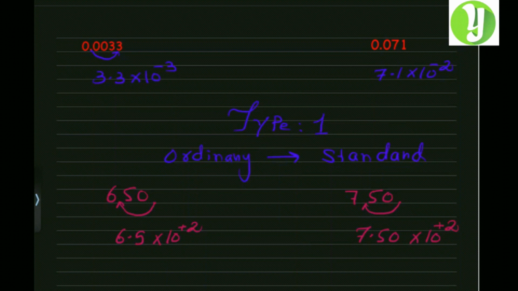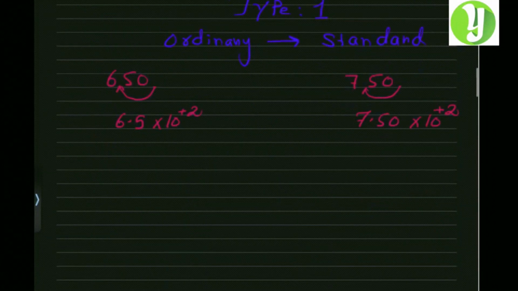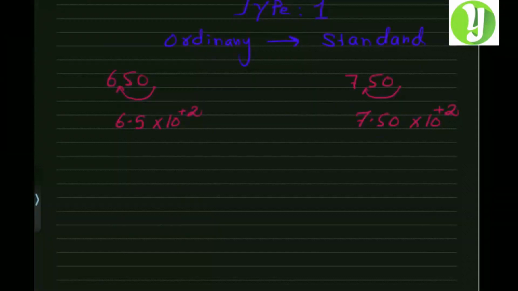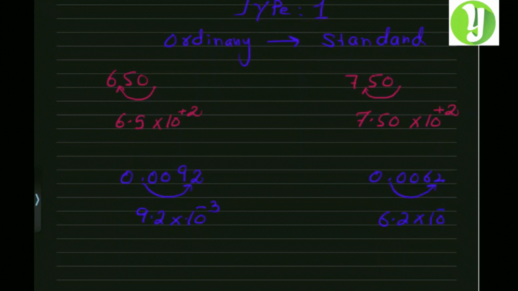Now that's for the positive numbers, and if I take 2 or 3 negative numbers, I mean decimal numbers over there, so it's 0.0092 and 0.0062. If I convert the decimal over there, it's 9.2 times 10 to the power of a negative 3, and if I convert the decimal after 6, it's 6.2 times 10 to the power of minus 3 as well.